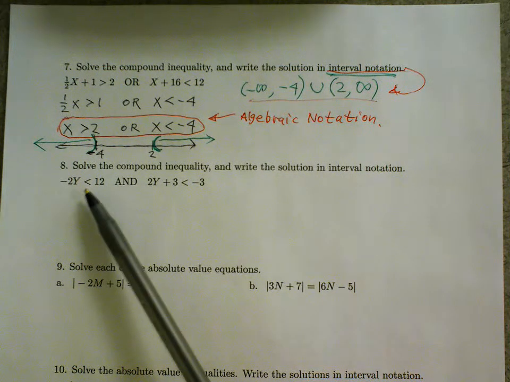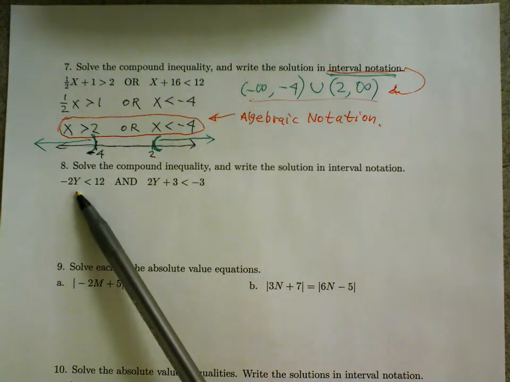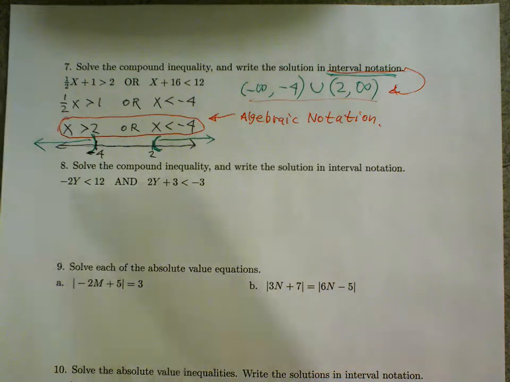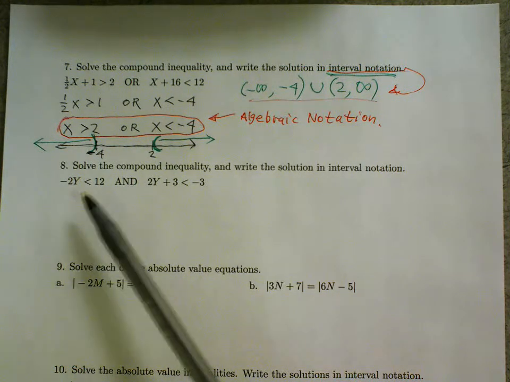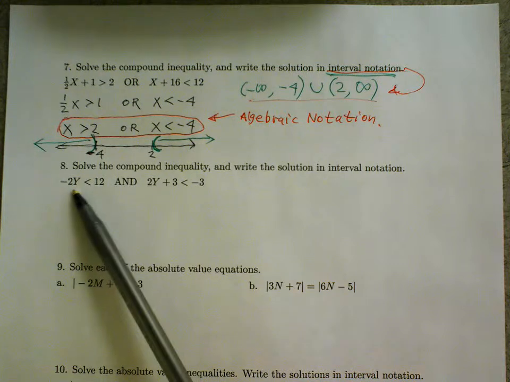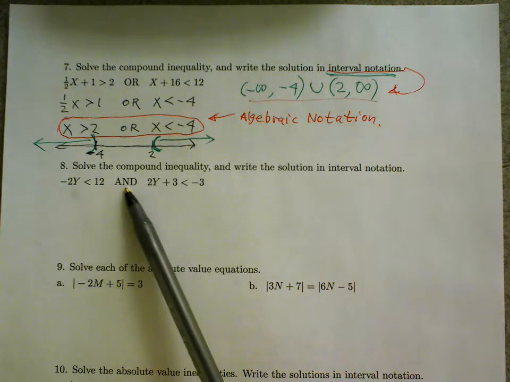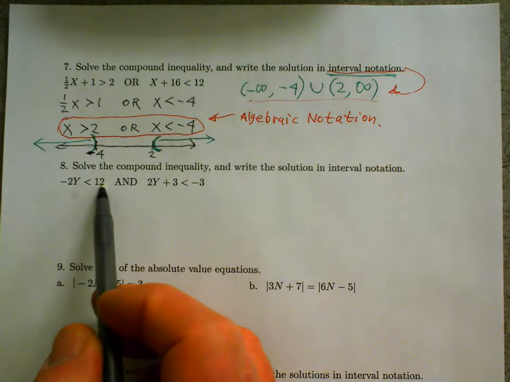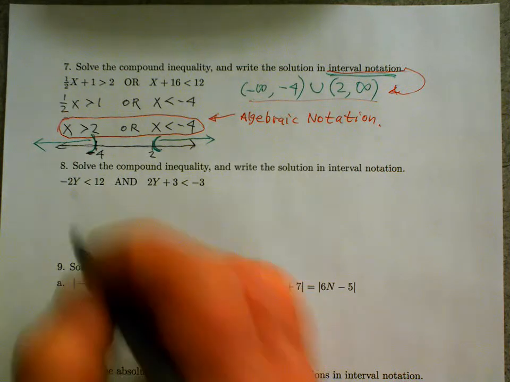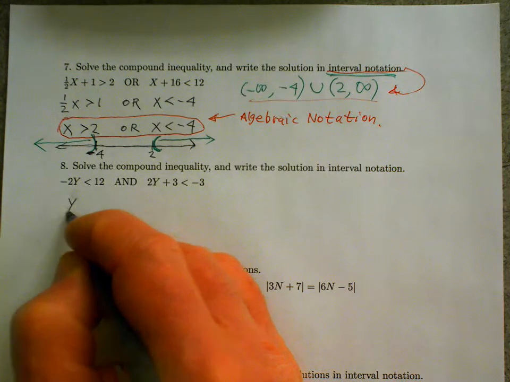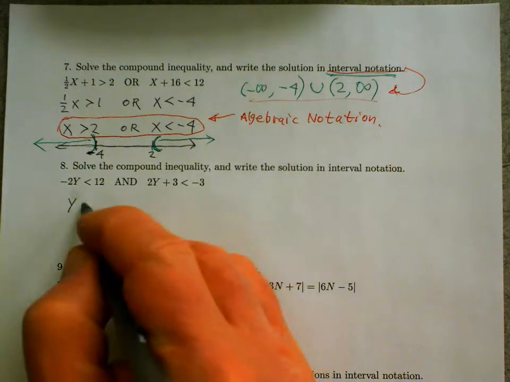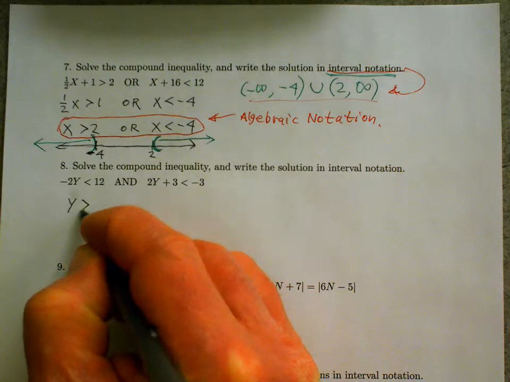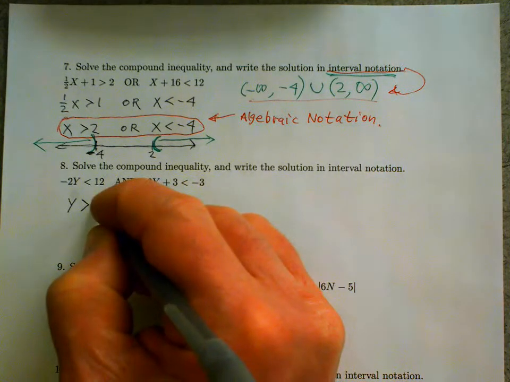So this means that if y is a solution, then that number has to satisfy both of the conditions. Okay, so we'll solve each of these individually, but we remember that it's a compound inequality with the word and. On the left-hand side, negative 2y is less than 12. We divide both sides by negative 2. And since we're dividing by negative 2, we switch the inequality from less than to greater than. 12 divided by negative 2 is negative 6.